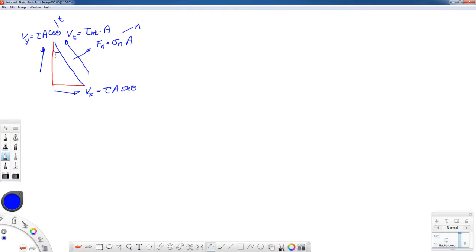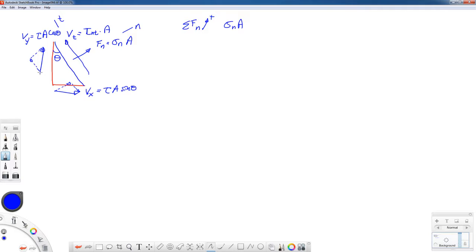Here's the angle theta as it's defined. So let's write down the summation of forces in the n direction. I'm going to have sigma n times a, and then a component of both of these two forces in the n direction. So let's break this up into components. We're going to have to do a little bit of trigonometry and geometry to figure out which one of these two is the angle theta in this force diagram.